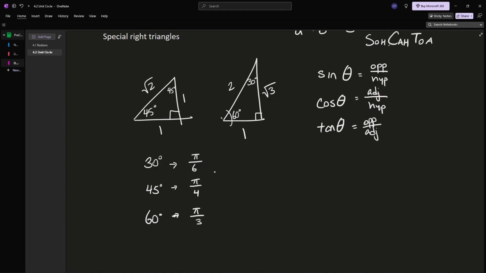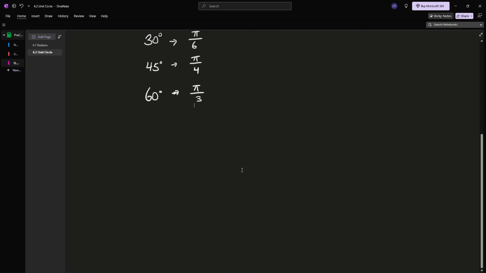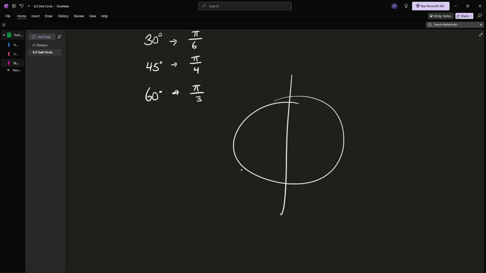So now we have these values. Let's use them to start constructing the unit circle. In this lesson I might just construct quadrant 1 and show us the whole circle. So let's just use this as my circle. The unit circle is a special circle where the radius is 1 and it's centered about the origin at 0, 0.